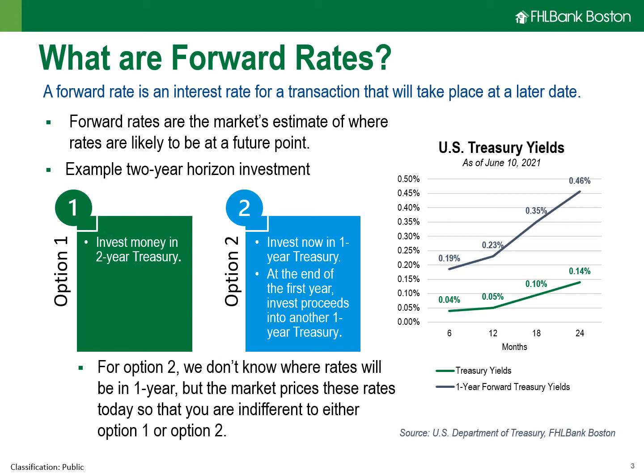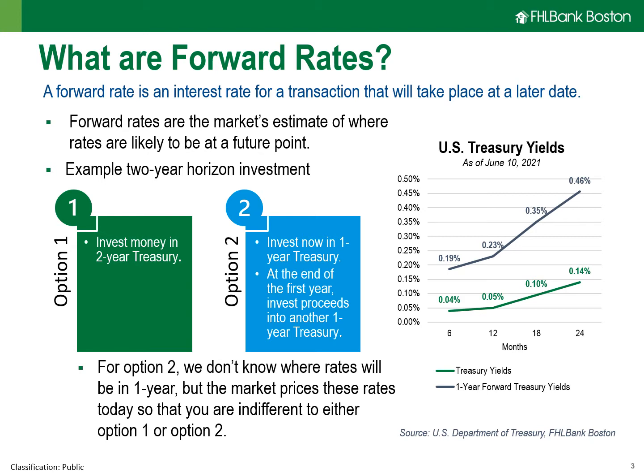And then at the end of the first year, invest the proceeds into another 1 year treasury. Now, we don't know where rates are going to be in a year, so we have no idea what's going to happen after the end of that first year. But the market does price in today what that rate will be 1 year from now. If we look at the darker blue line, this is the 1 year forward treasury. Above the 12-month part of the curve, you see 23 basis points. And that 23 basis points is the 1 year treasury yield 1 year from now.